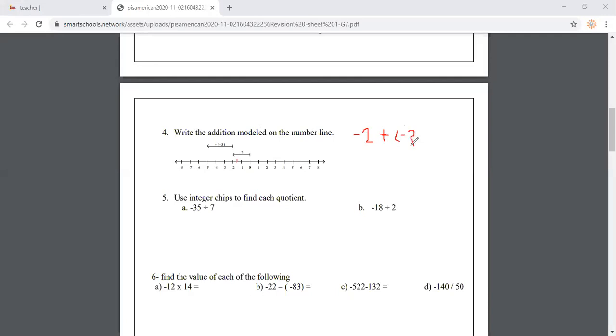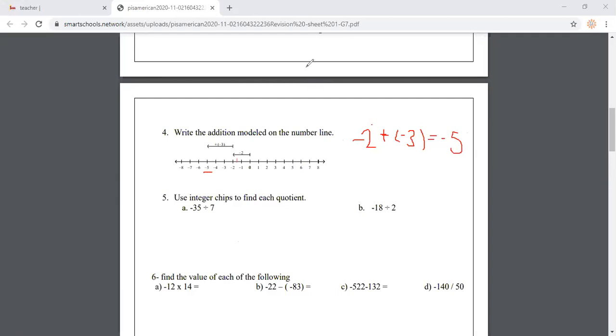Negative 3. Thank you. Okay, so how will we translate a number line into a question? You are going to read the first number. So we have negative 2. And then they move in the same direction, which means we add. And then we write the second number, which is negative 3. They both stopped on negative 5, which means the answer was negative 5. Okay, let's move to the next question.